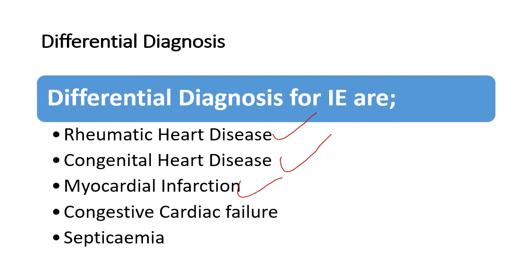Myocardial infarction, of course, ischemia and infarction can cause congestive heart failure, and even a patient with infective endocarditis with valvular damage can present with congestive heart failure due to valvular incompetence or regurgitation. Congestive cardiac failure secondary to hypertension can also be a differential diagnosis of infective endocarditis. Because patients with infective endocarditis have high-grade fever, septicemia and the presence of bacteria with the fever can cause septicemia to be a differential diagnosis.